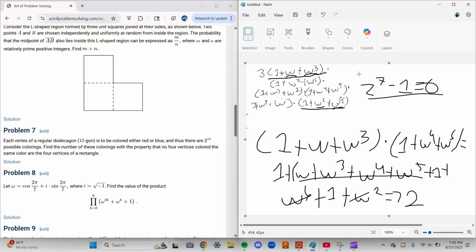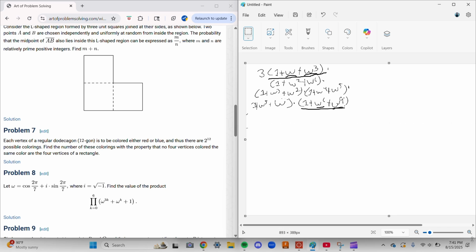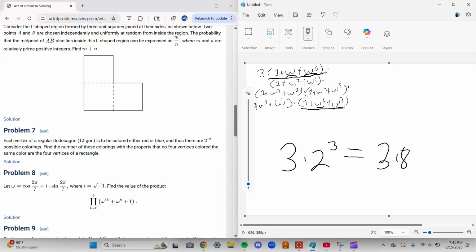And we see we basically get 2 for all of these other pairs, right? If we took 1 plus w squared plus w to the 6th times 1 plus w to the 5th, then we're also going to get 2. And if we finally take 1 plus w squared plus w cubed and multiply that with 1 plus w to the 4th plus w to the 5th, then we'll also get 2. So really, our answer is just going to be 3 times 2 cubed. And 3 times 2 cubed is just 3 times 8, and that's just going to be 24. So 24 is the final answer for this problem.